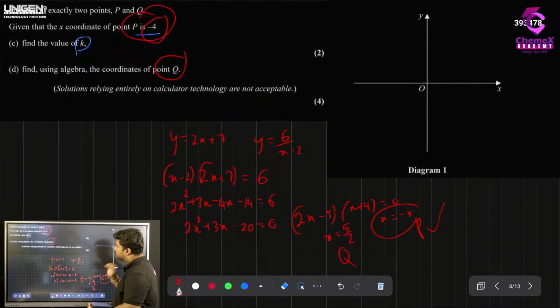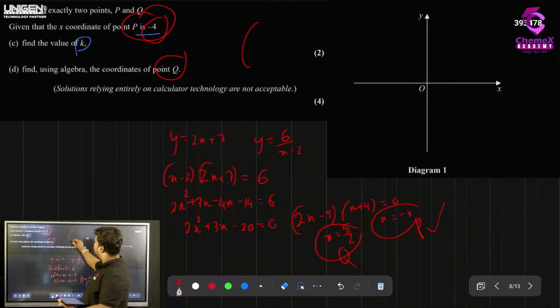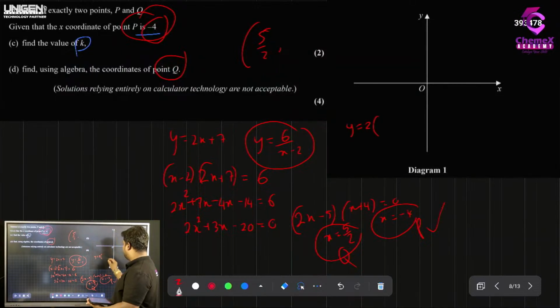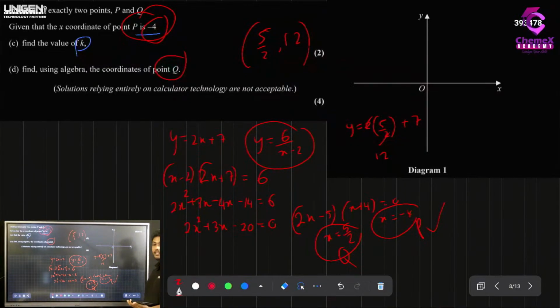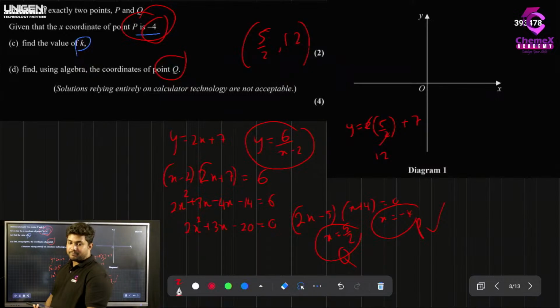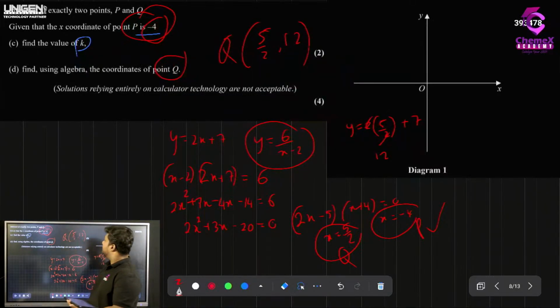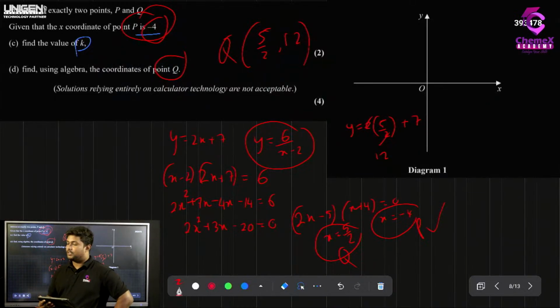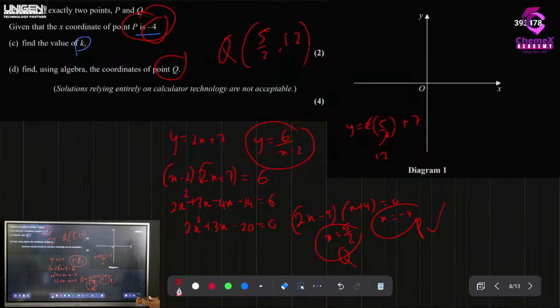This is Q. But they are asking what? Q coordinates. Since we know x is 5 over 2, you can substitute into any of these and get y equals 2 times 5 over 2 plus 7. So 5 plus 7, 12. Any questions, Nidusha? So Q coordinates are 5 over 2, 12. Got it? Or no? If you have questions, you can ask. No, sir. No question.